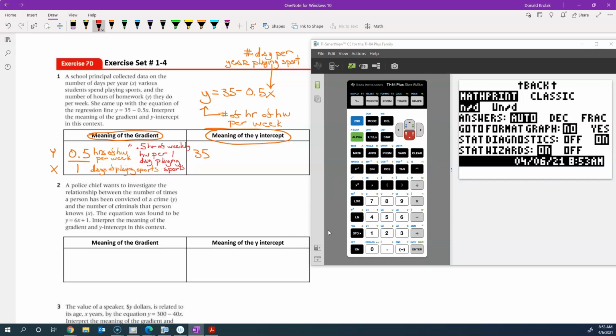Now the 35, that's the y-intercept. So this is the point (0, 35). So this means if you don't play any sports, okay, you're going to be doing around 35 hours of homework a week.